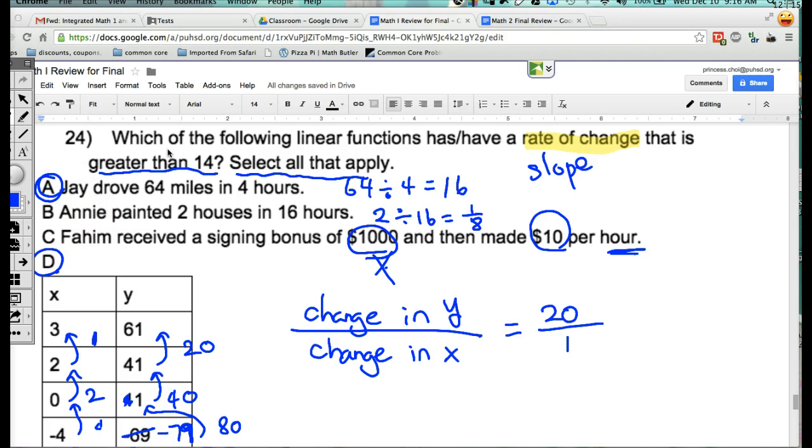Okay? So now here's the problem. I do not have a similar question for you. So what I'm going to do is try my best to make one up right now. Okay?